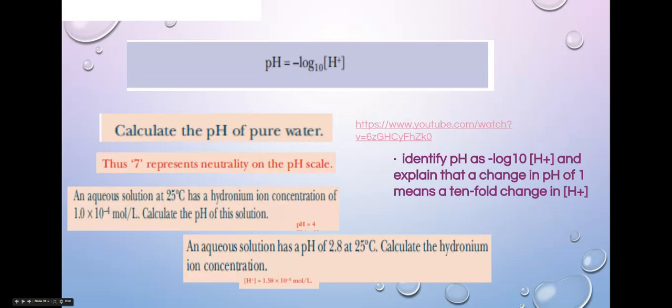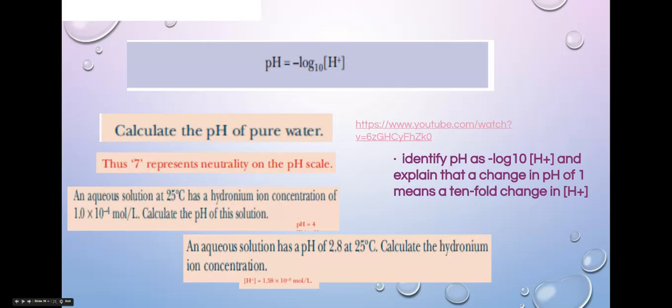Okay, so the actual definition of the pH is minus the log of the H plus ion concentration. Because we're often dealing with numbers like 10 to the minus 7, let's get rid of the minus for a start. And if we do it just as a log in base 10, then 10 to the minus 7 just becomes a pH of 7. So that's the pH scale for pure water.